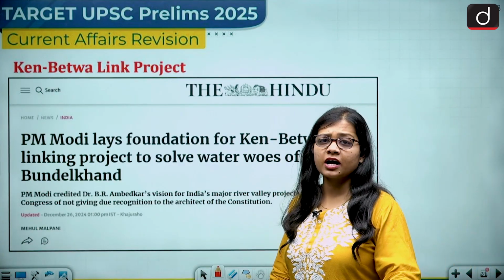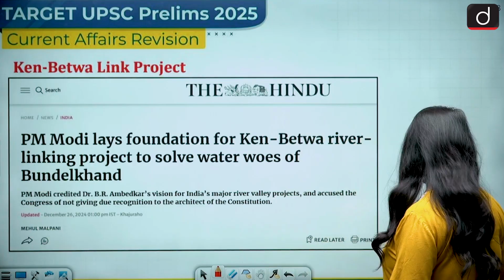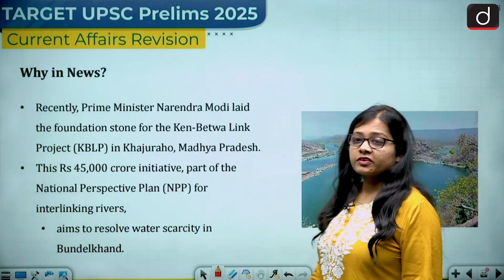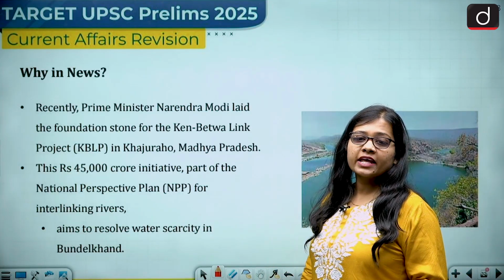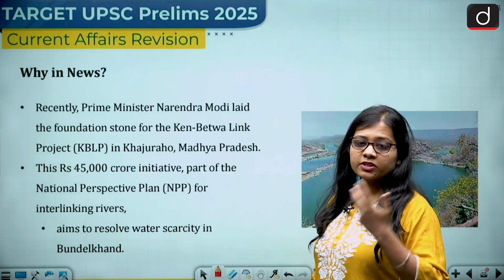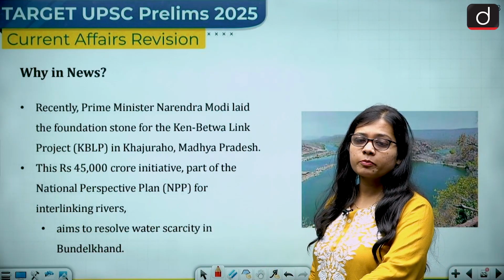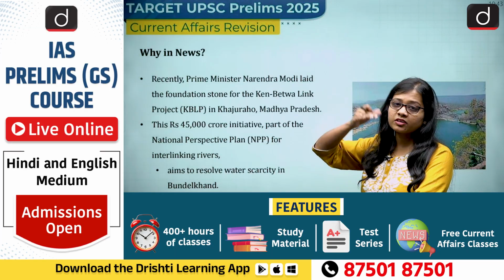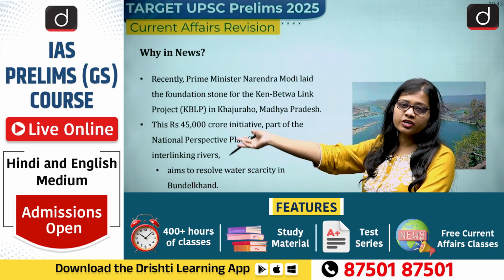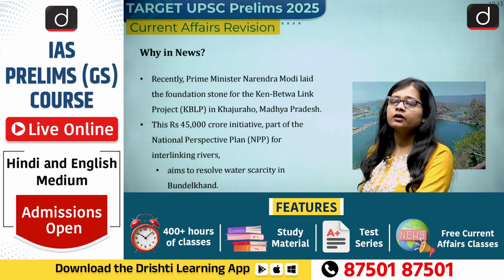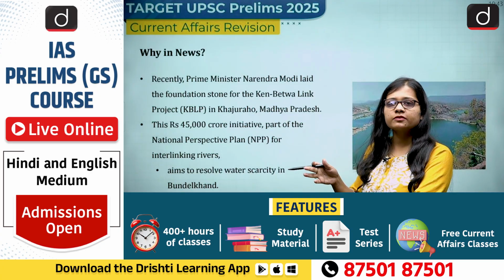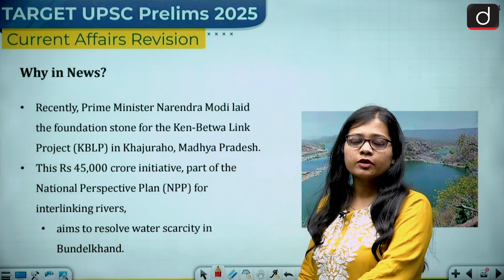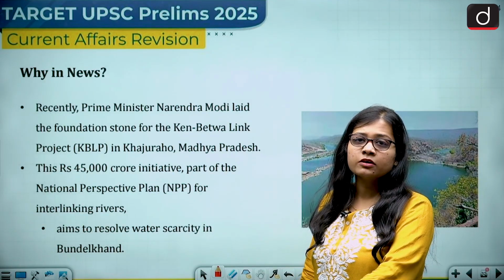Next point is with regard to the Ken-Betwa link project. So this is basically about interlinking of the Ken and the Betwa river. One river is in Uttar Pradesh while the other is in Madhya Pradesh. So basically sending the water from the river which has surplus water to the river which has less water, so that the irrigation problem of the other place where there is lack of water can be solved.